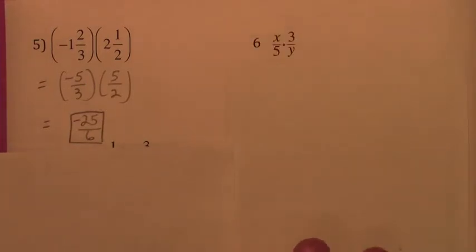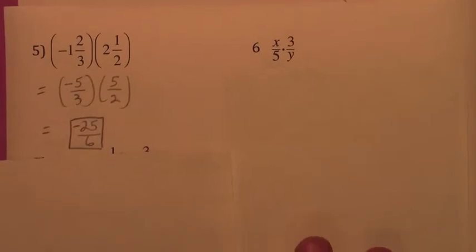How about this? What about x over 5 times 3 over y? We don't know what x and y are, but we do know how to multiply them. You end up with 3x over 5y. There you go.